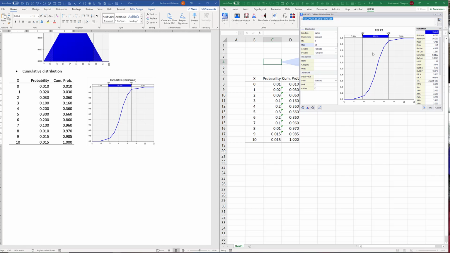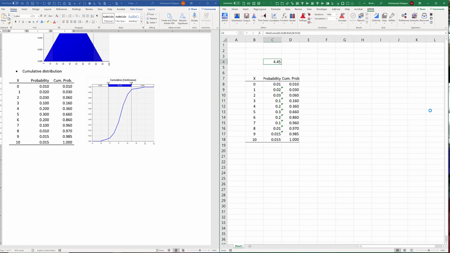The difference between this and the discrete distribution is that in discrete, the possible values of x are exactly the ones that are listed in the probability distribution. Whereas in the cumulative distribution, which is a continuous distribution, any value between 0 and 10, including fractional values, can be simulated. See here, it gives you 4.45, which is not one of the possible values listed in X. So that's the difference between user-defined discrete distribution and user-defined continuous distribution.